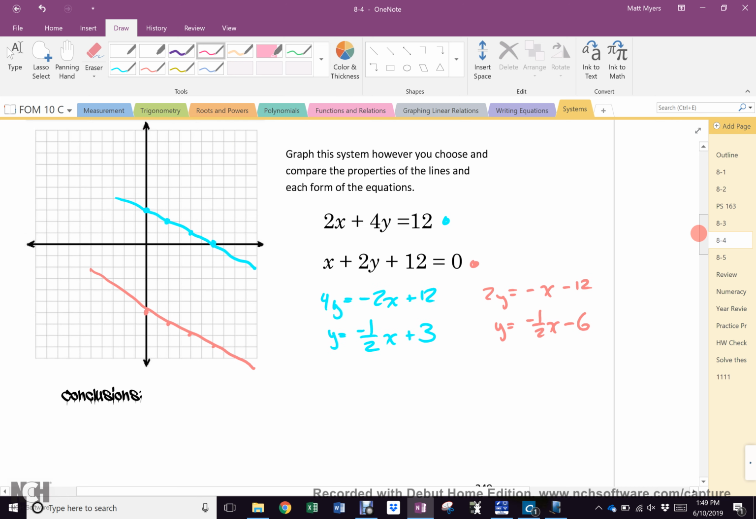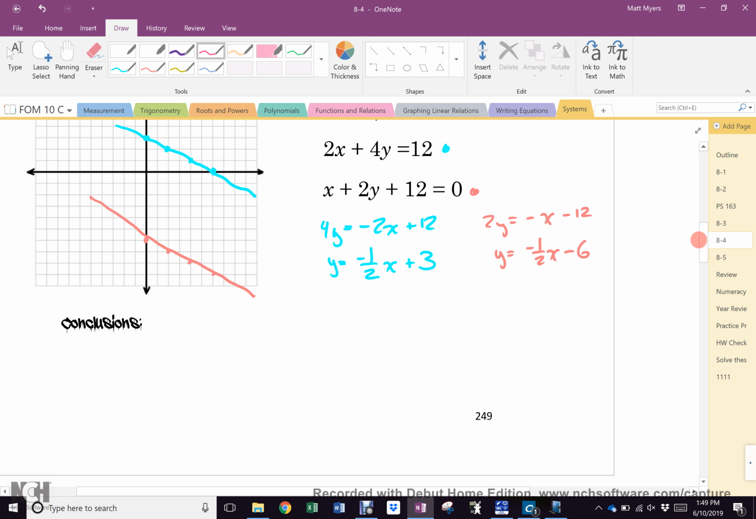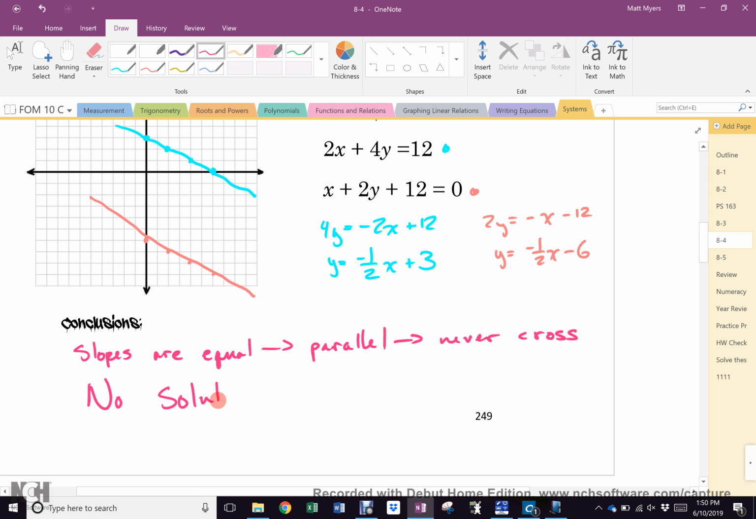Let's look at number 2. What do you notice? Same slope. Slopes are equal, which means they are what? Which means they are parallel, which means what? Never cross, which means what? No solution. Nice job, Tushar. Right?